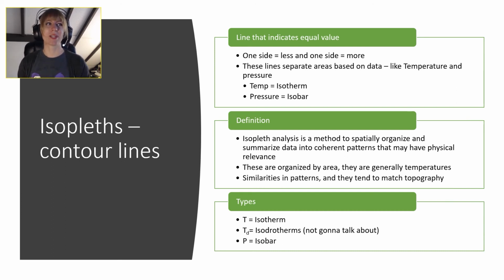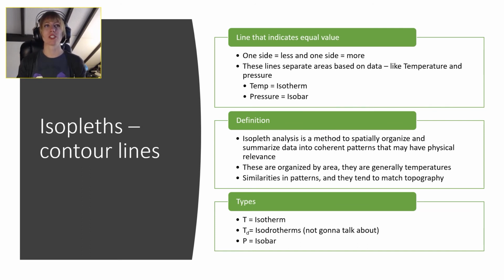So isopleths and contour lines are a way for us to actually talk about these. So a line will indicate equal value. So one side equals less and one side equals more. These lines will separate areas based on data like temperature and pressure. So an isotherm has to do with temperature, because thermal pressure is an isobar.